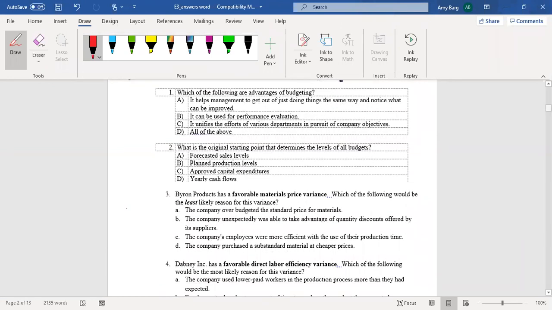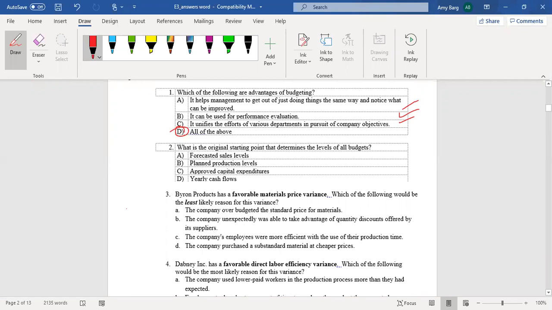All right, so which of the following are advantages of budgeting? A says it helps management get out of just doing things the same way and notice what can be improved. That's true. Budgeting can definitely do that. It can be used for performance evaluation. That's what all that variance stuff helps us do, in addition to other things. And it unifies the efforts of various departments in pursuit of the company's objectives. Also true. So the answer to number 1 is D.